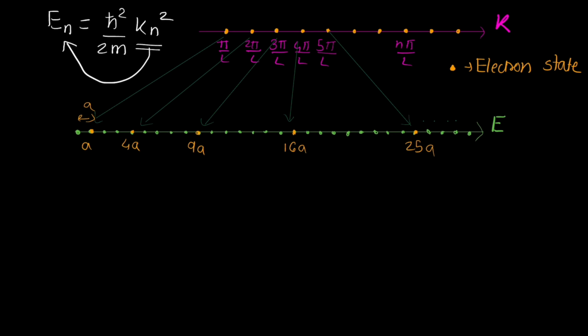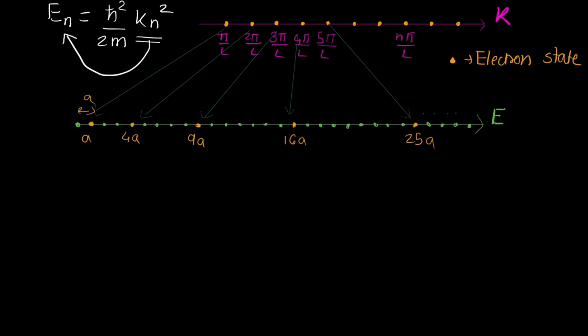Now let's try to analyze this graph a bit. You can see that the distance between two consecutive states in the energy domain is no more constant. So it was some 3A for the first two states, and it became almost 9A for the fourth and fifth state. And as I go ahead in the energy domain, this distance will keep on increasing, opposite to what we saw in the K domain, where this distance was constant.